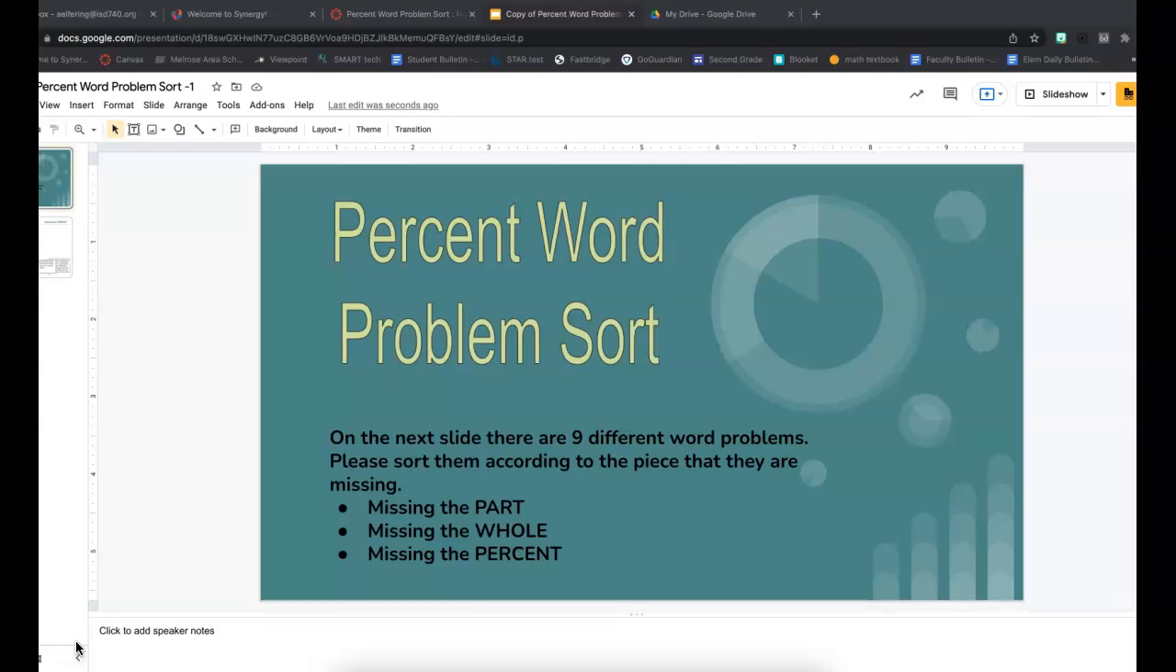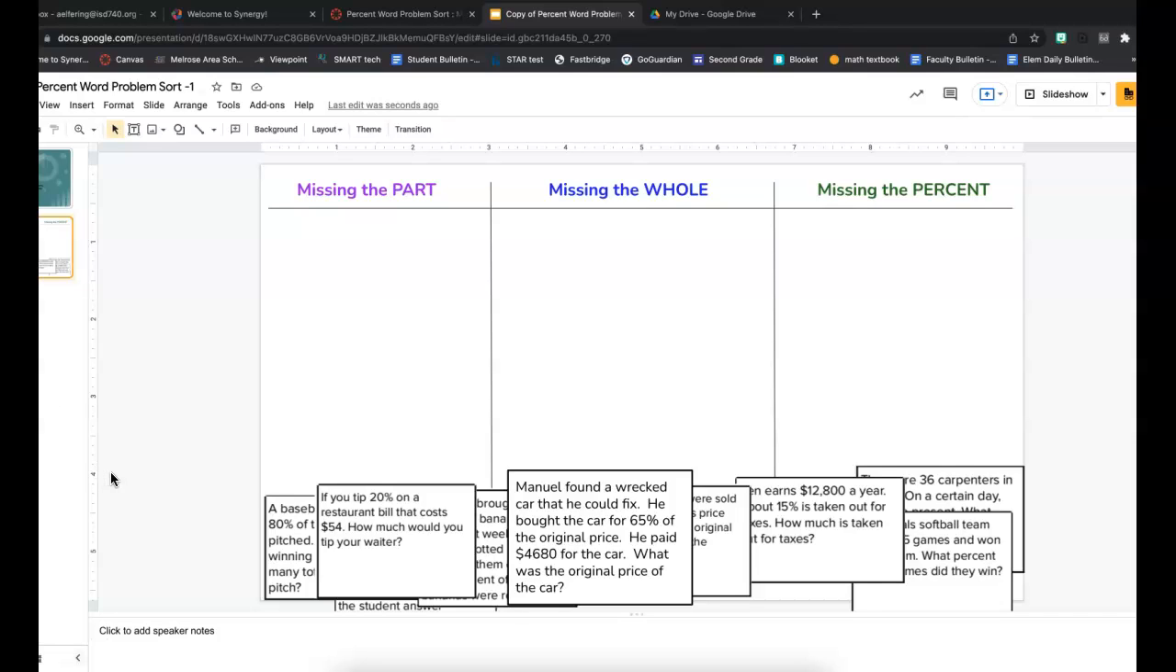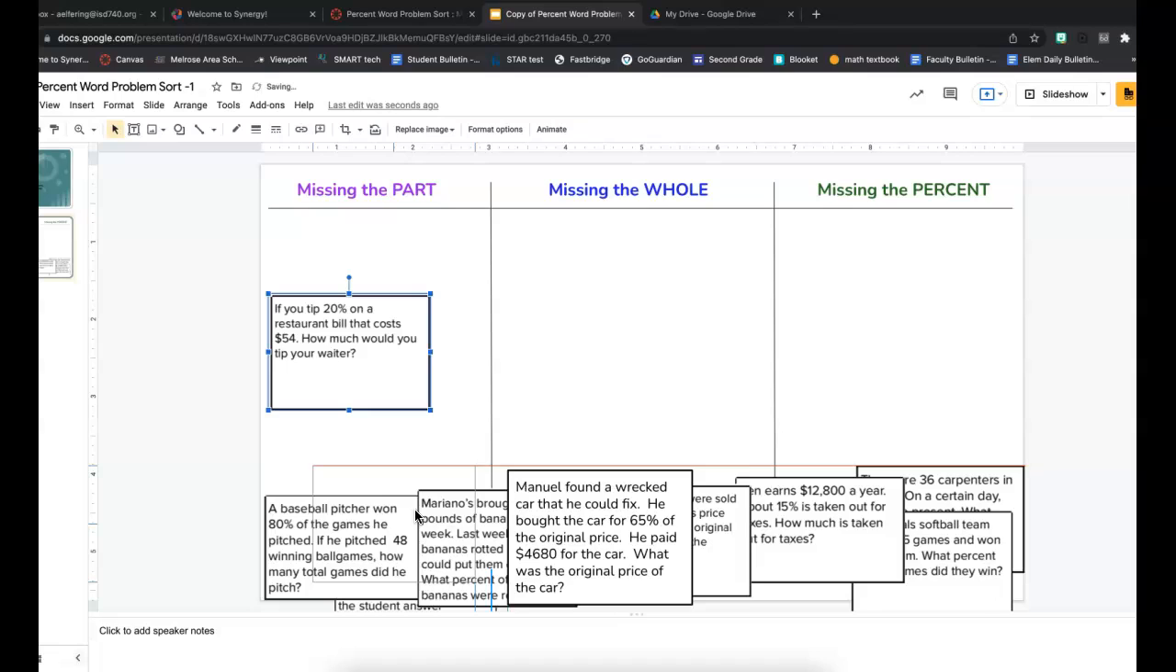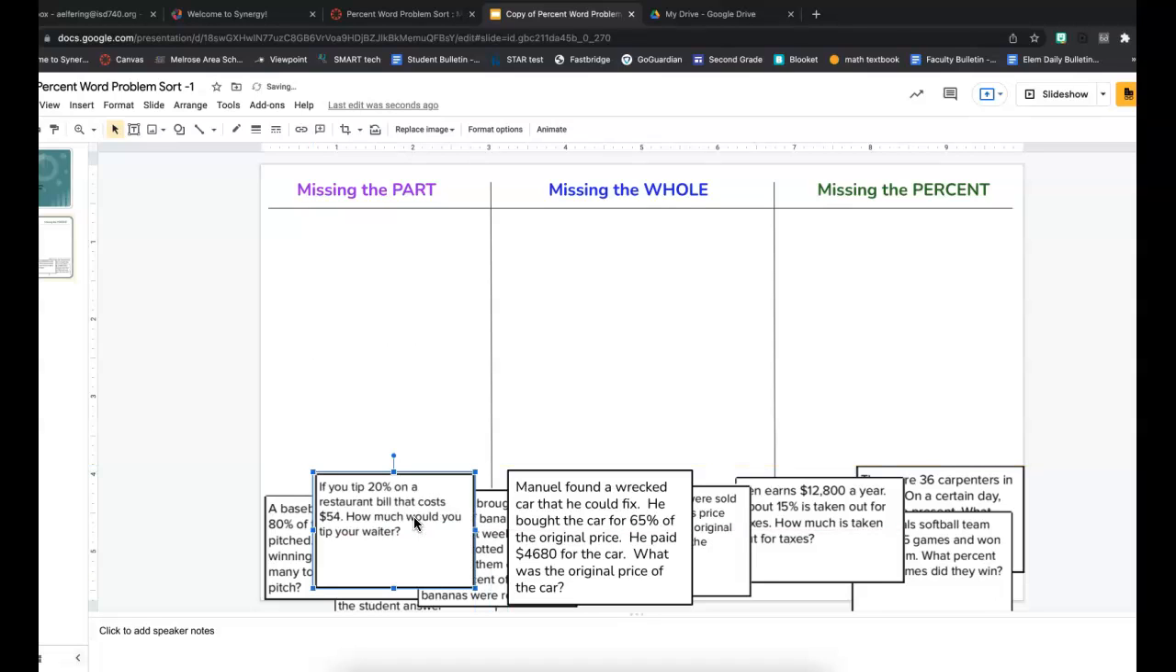Okay, does that make sense? So when we go to the next slide, you have a slide that looks like this. Okay, the problems are all scattered on the bottom here. I want you to take a minute and try to drag them. You don't have to solve them. I'm not asking you to solve it. You're dragging the problem into the column that it belongs.